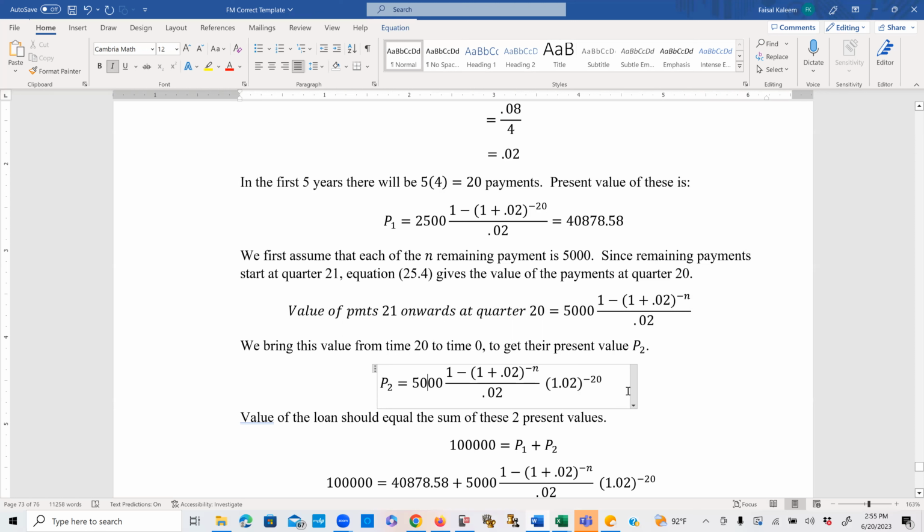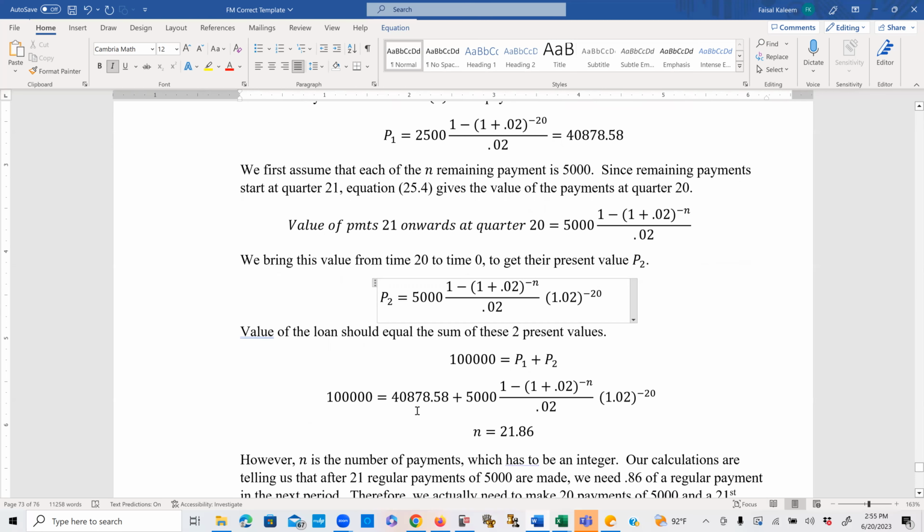So the value of the loan should be the sum of these two present values, the first payments in the first 5 years and the remaining payments. So their present values are respectively P1 and P2. The total value of the loan is 100,000, so 100,000 should be P1 plus P2. P1 is 40,878.58, and P2 we just figured out. And so from this equation, we get n equals 21.86.